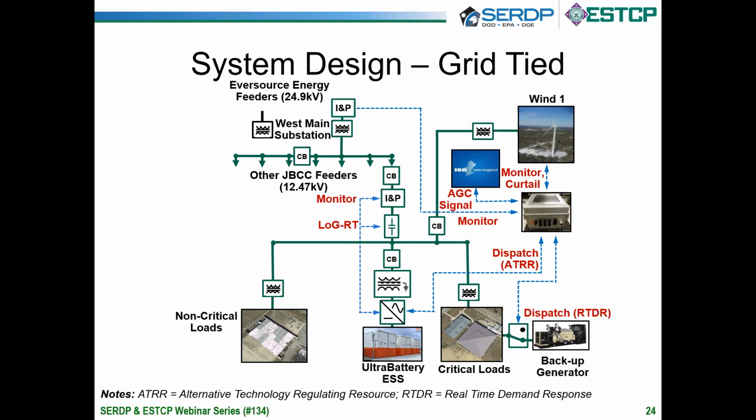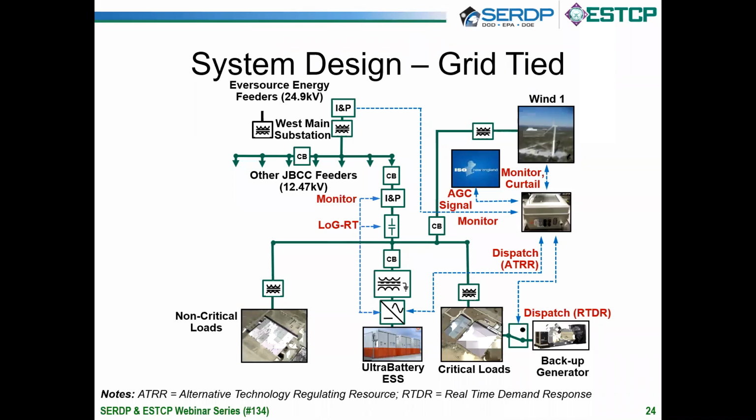So what you can see here, coming off of where it says other JBCC feeders, is the East Feeder, which has typical instrumentation, protection, and circuit breakers, and then you have a switch that we call the high-speed disconnect switch, which can be used for connecting and disconnecting the microgrid from the larger grid. And what LOGRT stands for is loss of grid ride-through. That is the seamless transition that would occur if the grid was lost, so that the microgrid can be formed without the load end users being significantly impacted.